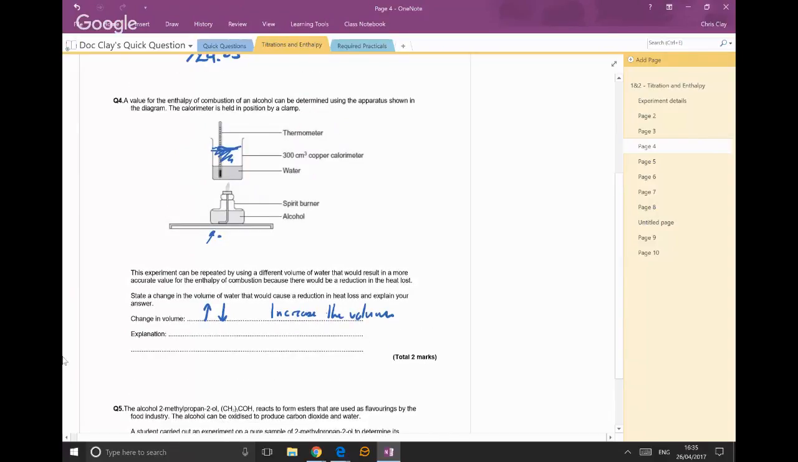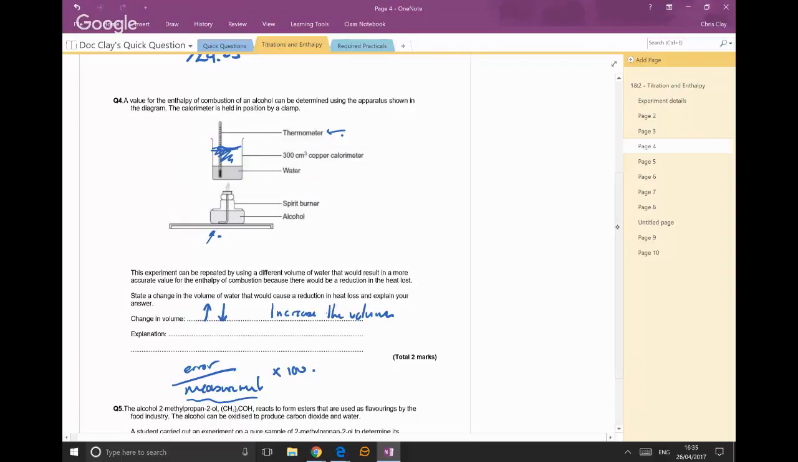Bear in mind that if you're thinking about uncertainties, this isn't in the question. If we think about the uncertainty, where we're doing the error in a measurement over the actual measurement taken, times by 100, well, the error is going to stay the same because our thermometer is constant. So to decrease any uncertainties, we need to increase that measurement. So we'd want to heat it to a higher temperature.